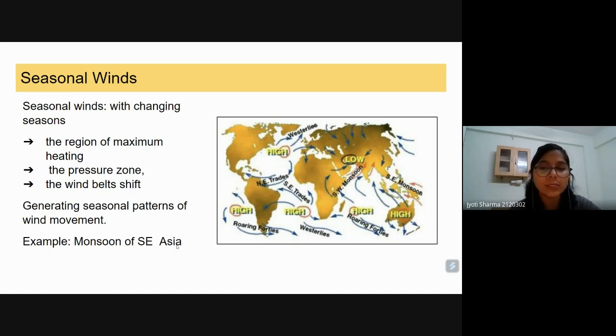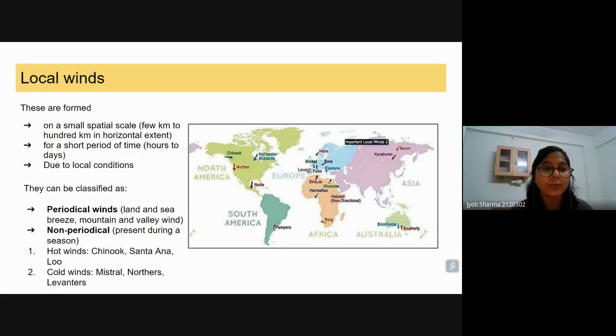For example, the monsoon of Southeast Asia, because of the movement of the ITCZ, which I already discussed. Because of the creation of low pressure and high pressure, we get the monsoon in the Indian continent. So this is an example of seasonal wind. If we talk about local winds, there are three characteristics. They are formed on a very small spatial scale, from a few kilometers to hundreds of kilometers in horizontal extent. Then they are formed for a very short period of time, from hours to days, and they are formed due to local conditions. We can classify these local winds into two types: periodic winds and non-periodic winds.